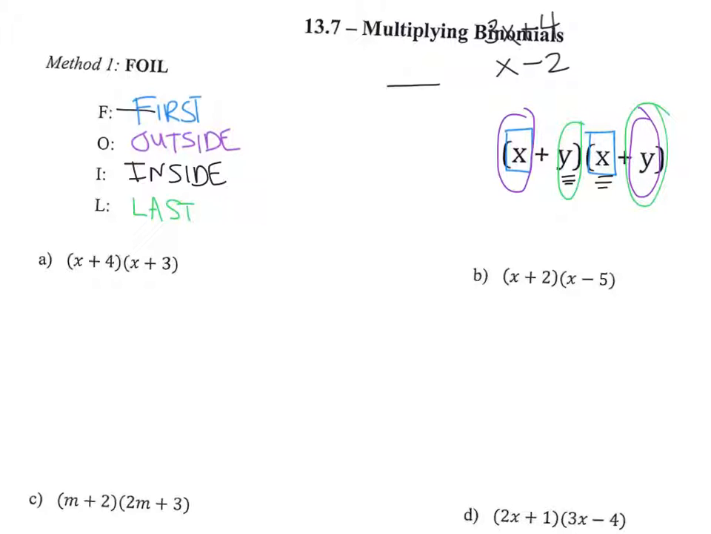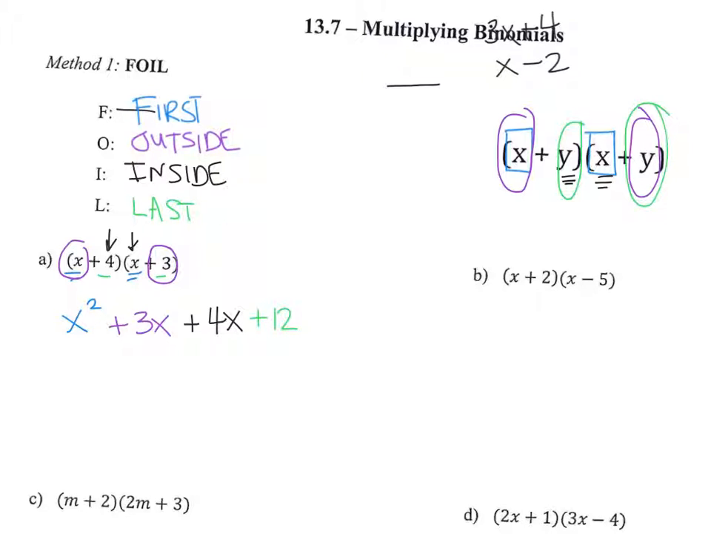So what you're going to do is you're going to multiply the first times the first, so that's x squared. Then you're going to do the outside times the outside, so that's plus 3x. Then you're going to do the inside times the inside, so that's plus 4x. Then you do the last. So last times last is plus 12.